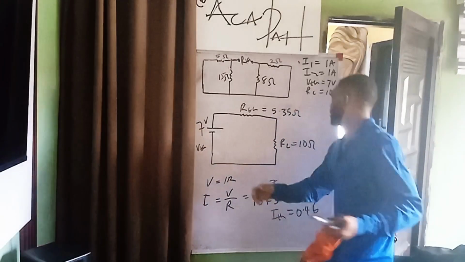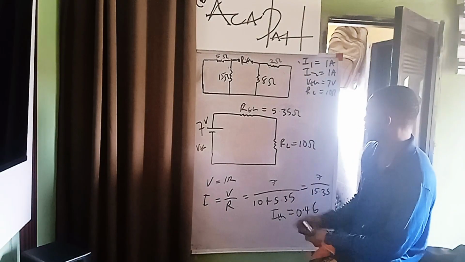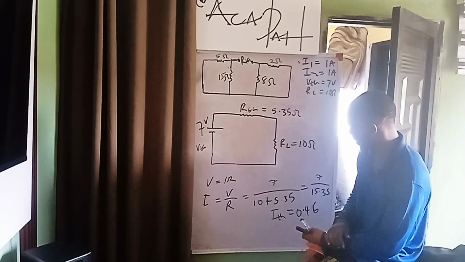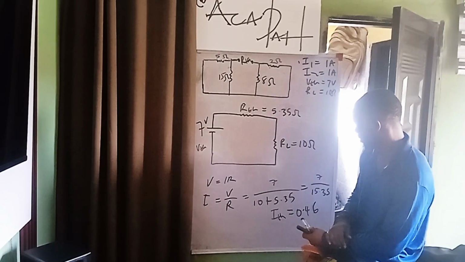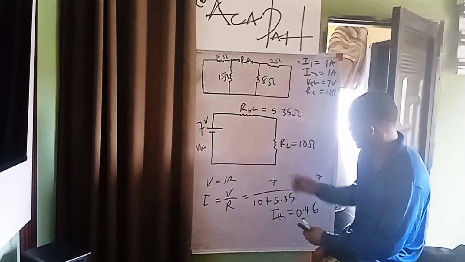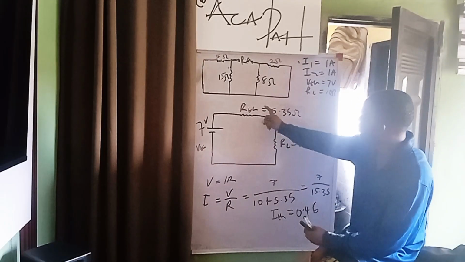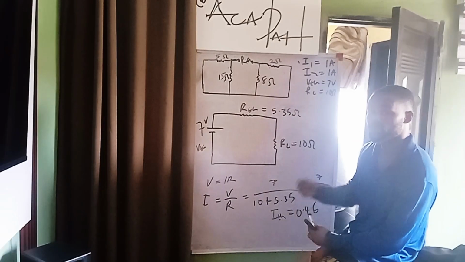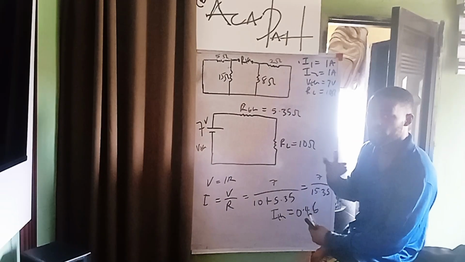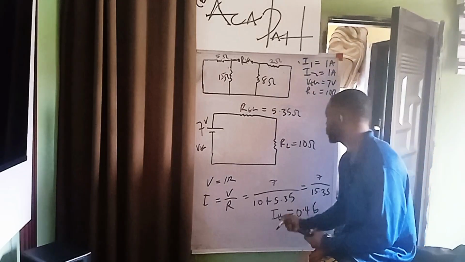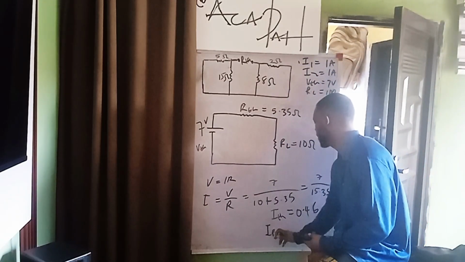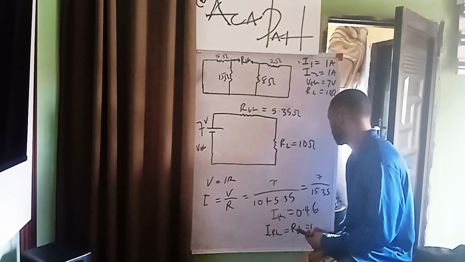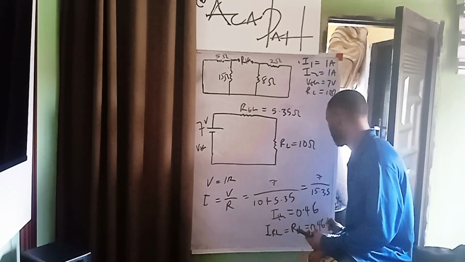So if I want to find the current in this one, the current here will be the same as the current here, which is this current, because current in series is the same. So the current here is the same thing here. That means the current in the load resistance is equal to the current in the Thevenin resistance, which is equal to 0.46 ampere.